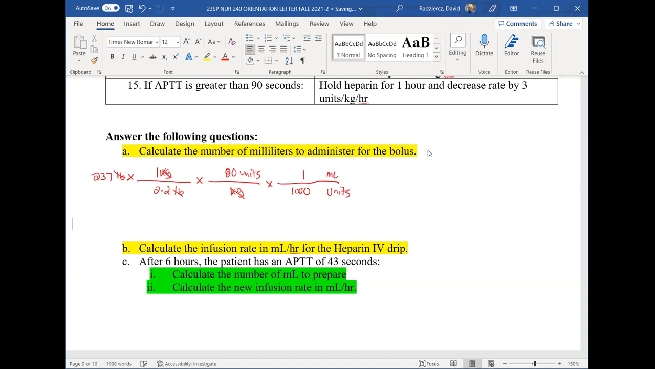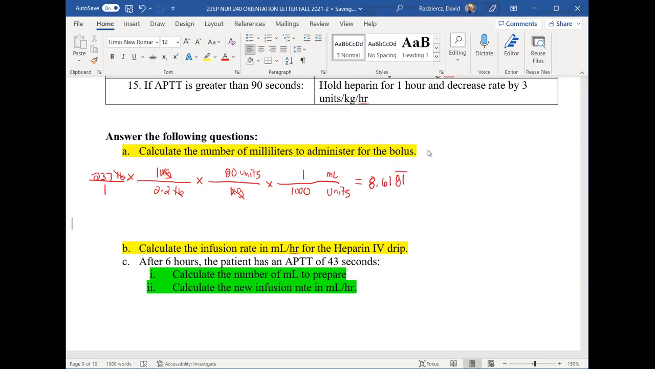So if you're setting this up, incorporating the patient's weight in one line, this is how this would look. Then you would just multiply across the top, divide by the bottom, and then you'd get your answer. So let me do that real quick. I'm going to take 237 times 80. Then I'm going to divide by 2.2, and then I'm going to divide by 1,000. And I'm going to get an answer of 8.61818181. Okay. So I'll just write out what I got.